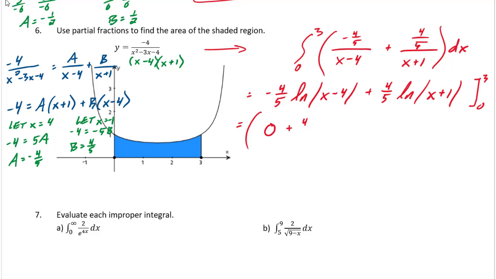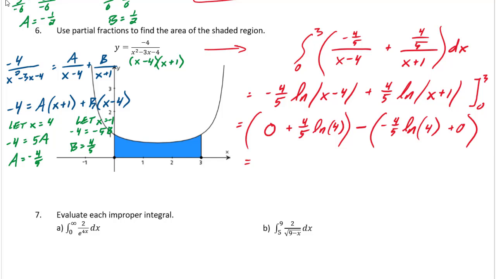Then it's going to be plus the 4/5 times natural log of 3 plus 1 would give me 4. Absolute value of that would just stay a positive 4, so we know that that's just going to be 4/5 natural log of 4. Then it's going to be subtract what happens when I plug in 0. So here I'm going to get a negative 4/5 times the natural log of 0 take away 4 is negative 4, but its absolute value is positive 4. So that turned into a positive number. And then the last one, similar to what we had to start, 0 plus 1 will be 1. Natural log of 1 is just 0. So I can go ahead and say that also equals 0.